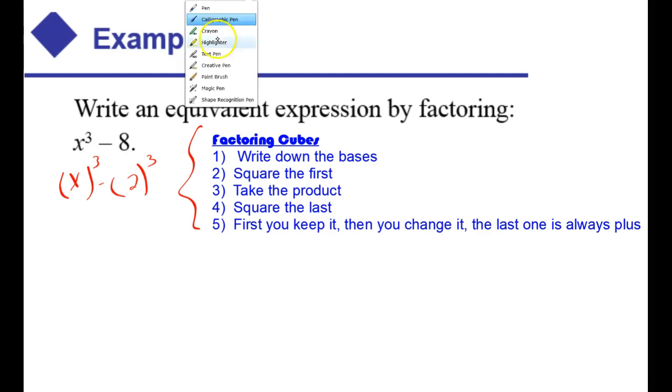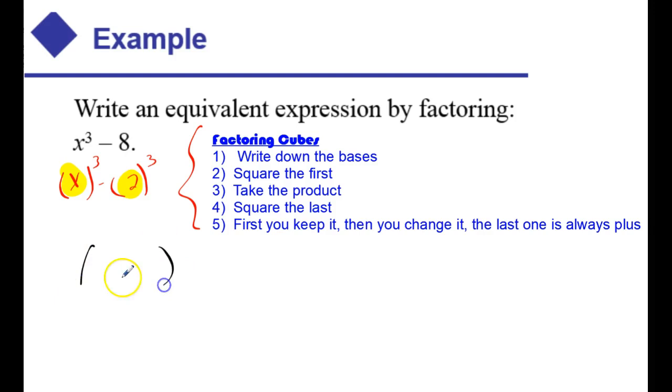So if I were to ask what are the bases, I would stick with x is a base and 2 is a base. So when I say write down the bases, I'm talking about just that. X is a base and 2 is a base. Now the trick is, don't put the signs in until last. First you keep the sign, then you change the sign, and the last one's always plus. We'll worry about that in a moment, because I don't want you to worry about any of the signs yet.